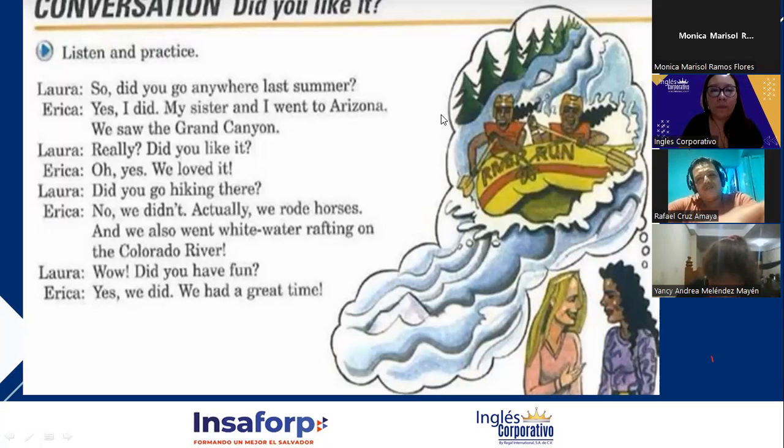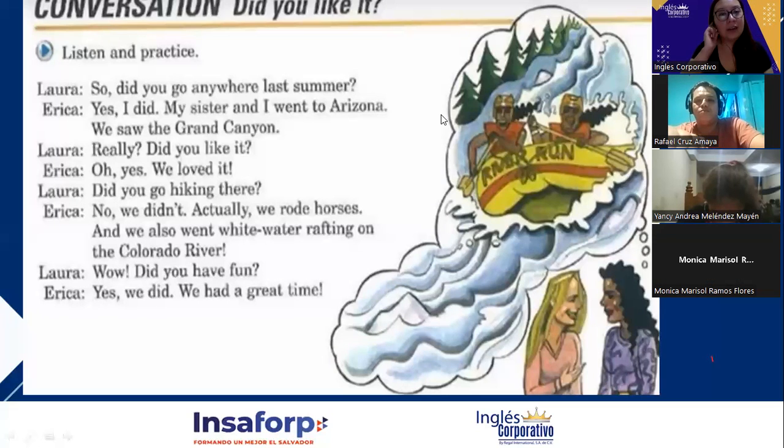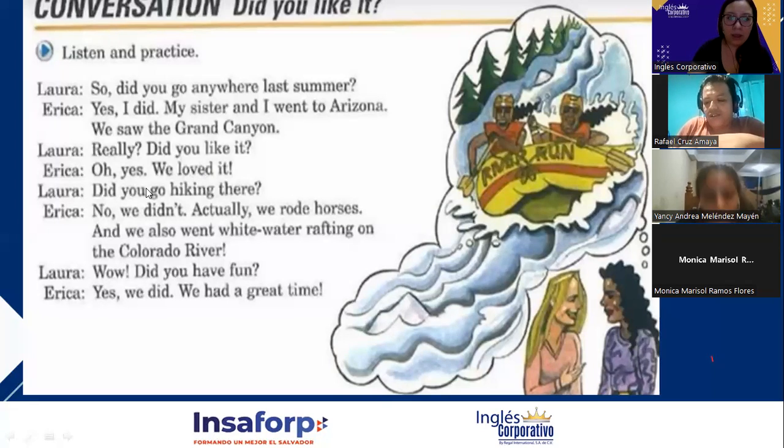Very good, thank you. Okay, so now we're introducing the irregular verbs. En este escenario, llevamos introduciendo verbos irregulares, okay? I went, my sister and I went to Arizona. We saw, vimos, right? Did you like it? ¿Les gustó? We loved it. Es regular. So, ¿cómo lo identifico? Porque termina en ed. Sé que terminar en ed es un verbo regular, okay? Did you go hiking there, right? No, we didn't. Actually, we rode horses. Esta palabra actually en inglés quiere decir en realidad.